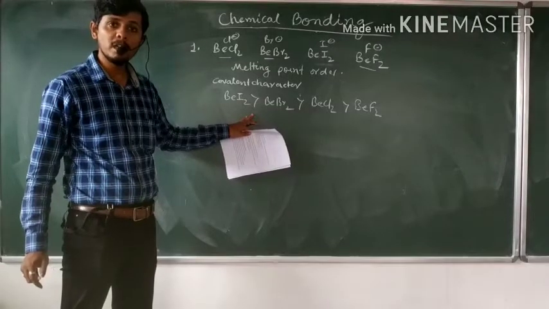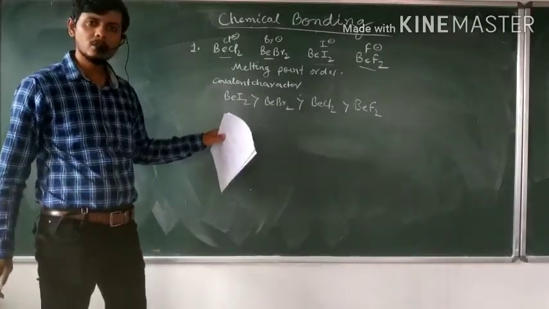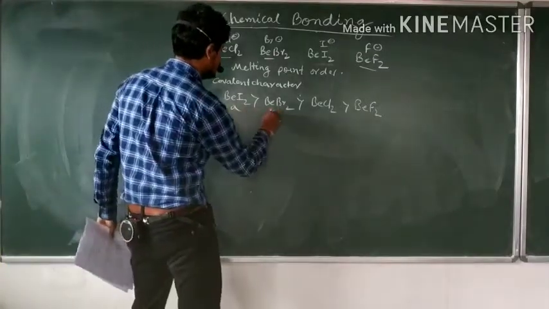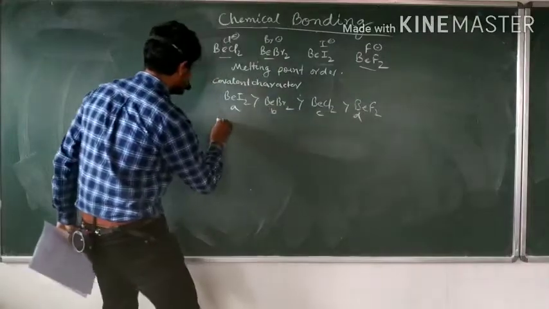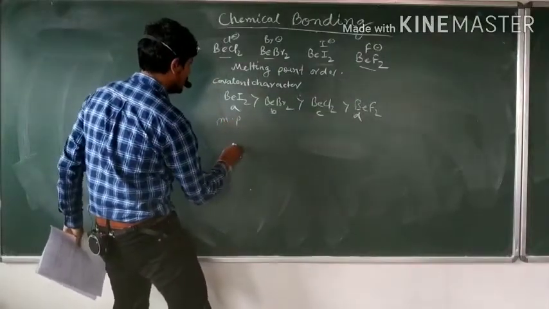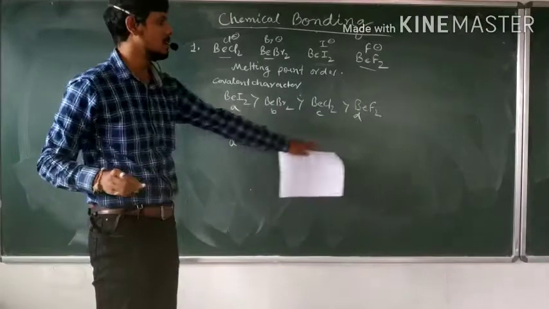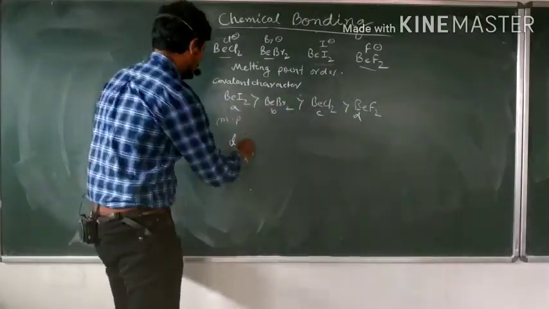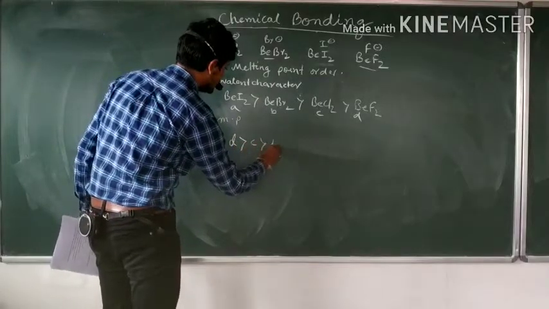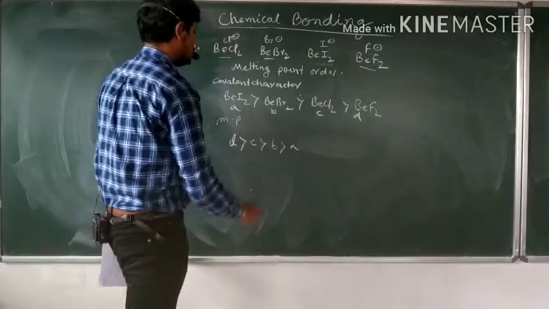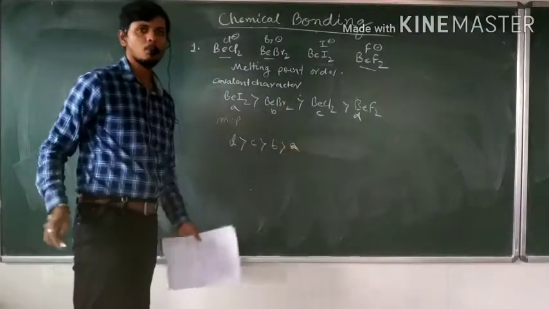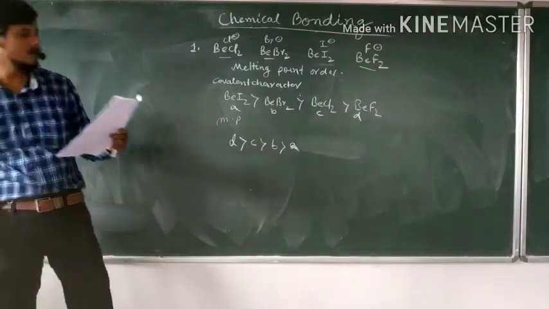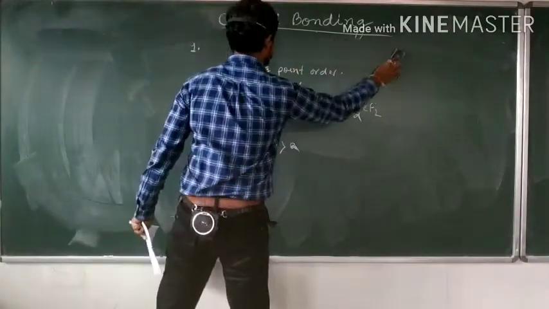when covalent character increases, melting point decreases, and when ionic character increases, melting point increases. So if this is A, B, C, D, the order of melting point will be D highest, because D is the most ionic, then C, then B, then A. So this is the order of melting point. More ionic, more melting point; less ionic, less melting point. Next.